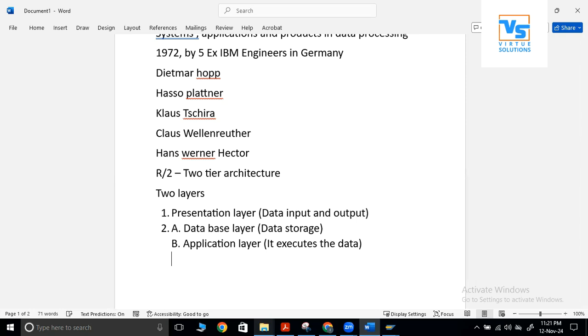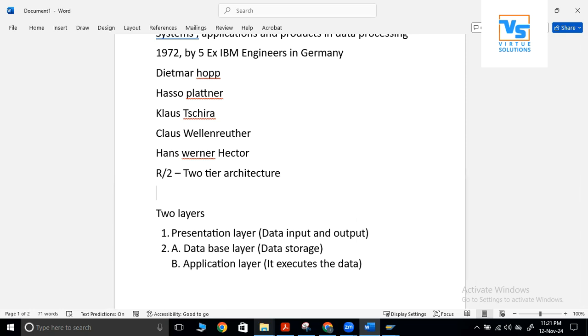As I told you, R2 stands for two-tier architecture. It started somewhere from 1979 and went till 1989. As per market requirements, SAP also upgraded their software, converting it into R3, replacing R2. That started from 1990 and went until the beginning of 2024. This is called three-tier architecture. What is three-tier architecture? In three-tier architecture, there are three layers: one is the presentation layer, second is the database layer, and third is the application layer.